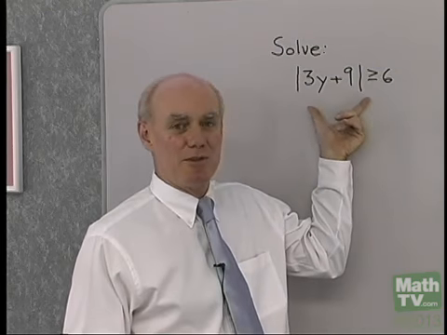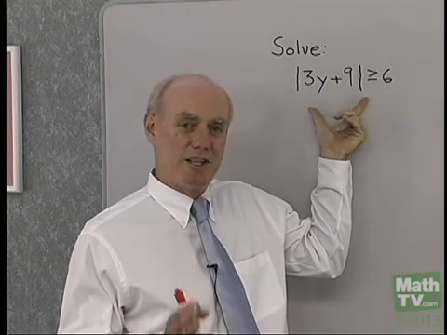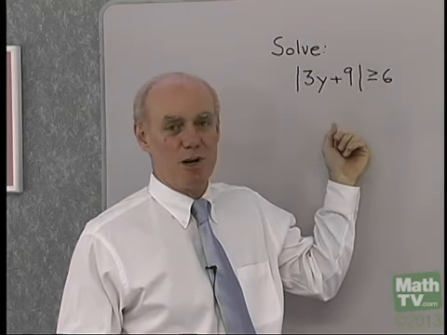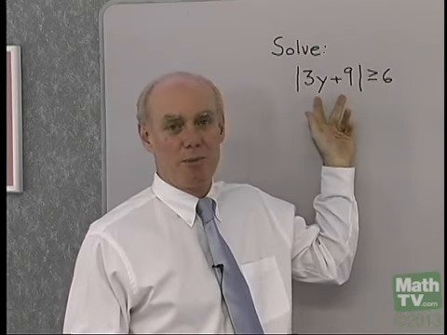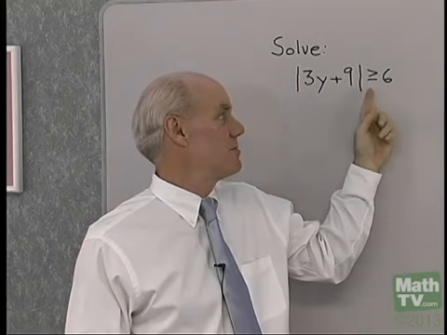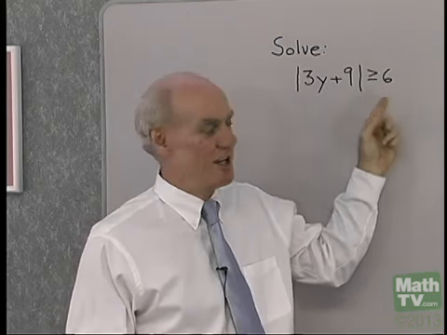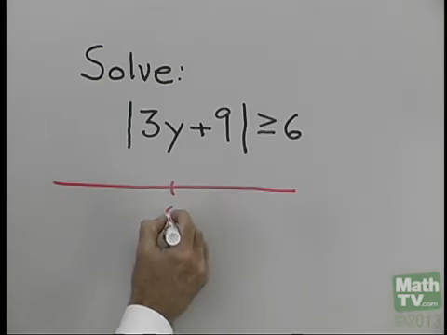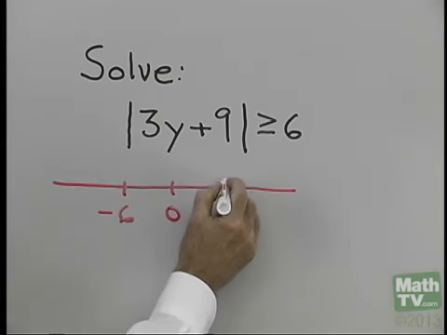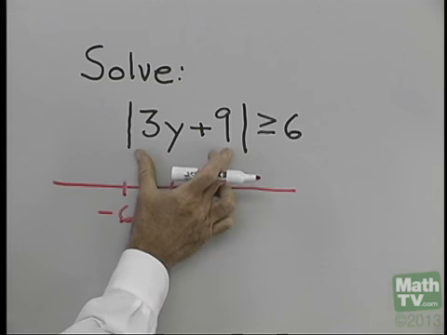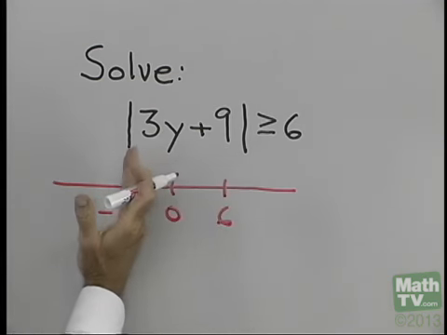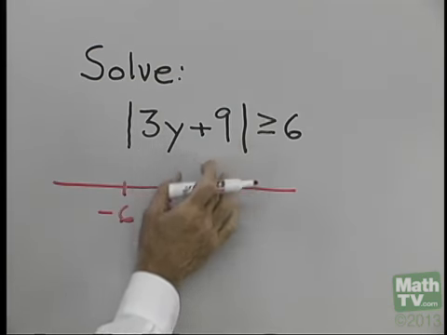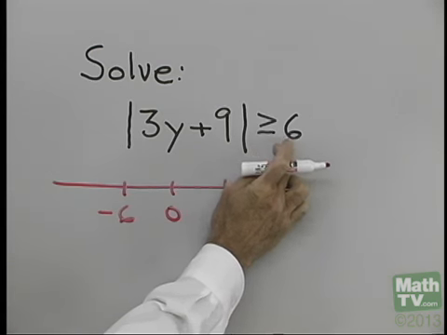So when I look at this, the absolute value of 3y plus 9, I know that means the distance between 3y plus 9 and 0 on the number line. So the way I read this expression is the distance between 3y plus 9 and 0 on the number line must be greater than or equal to 6 units. So that means that I can draw a little number line in here. I'll put in 0, negative 6, positive 6, and I know that I can find the expression 3y plus 9 below negative 6 and above positive 6 because the distance between that expression and 0 has to be greater than or equal to 6 units.